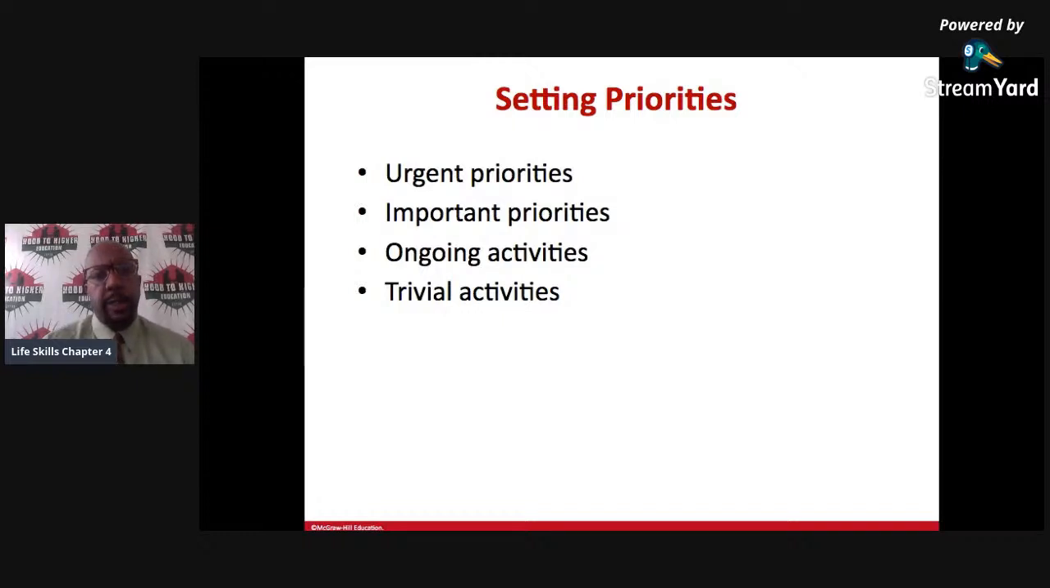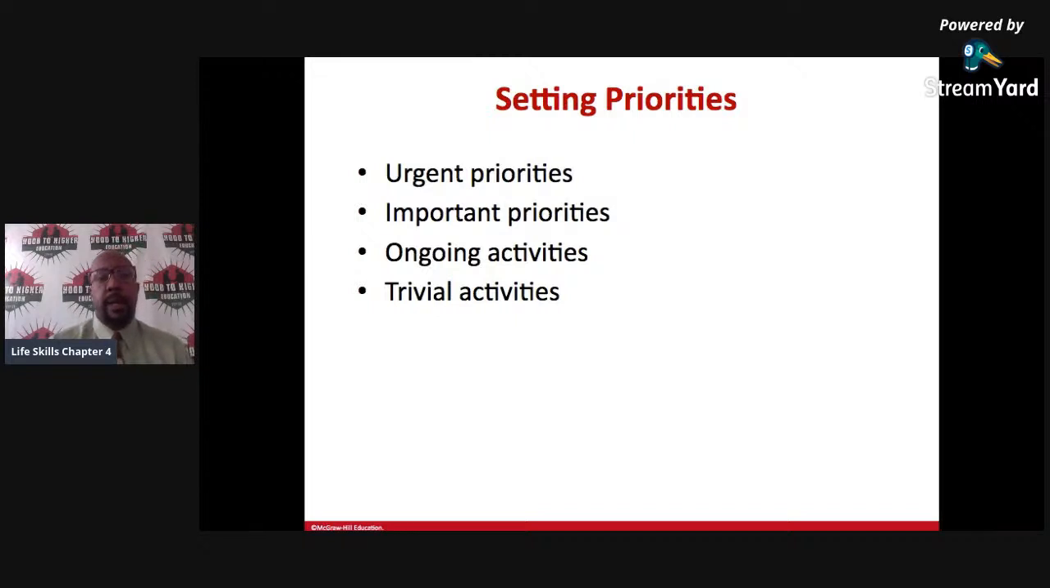Setting priorities. There are different kinds of priorities. There are urgent priorities, priorities that need to happen immediately, right? That's putting food on the table. That's paying your bills.